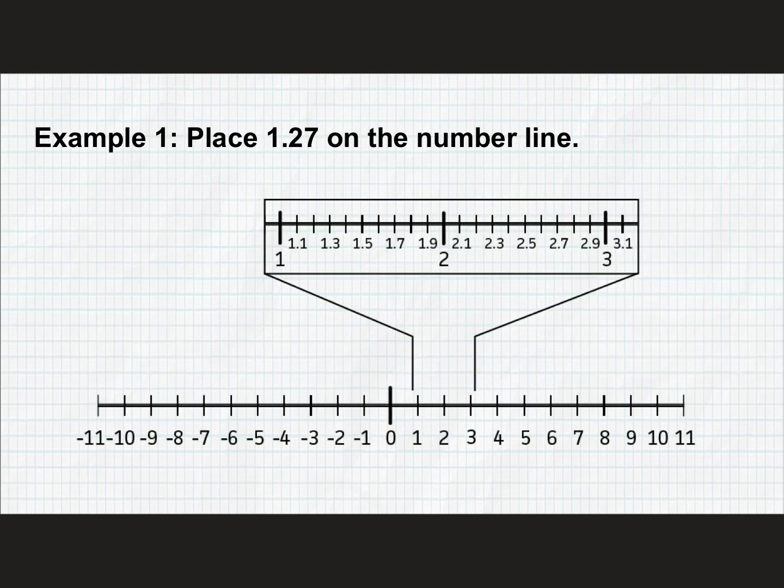Let's try an example. Place 1.27 on the number line. Well, 1.27 is between the integers 1 and 2. Since there are 10 spaces between 1 and 2, that means that every tick mark is another 0.1. That means that we need to place 1.27 between 1.2 and 1.3. Since 7 rounds up, we want to put it closer to the 1.3. This is an accurate estimation of 1.27 on the number line.